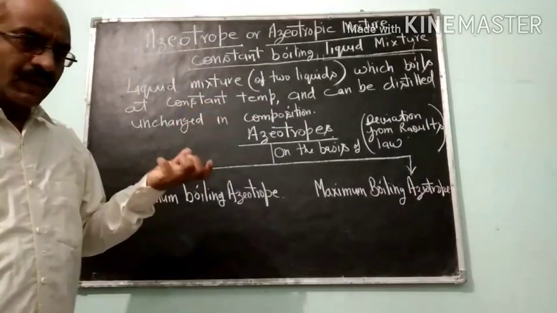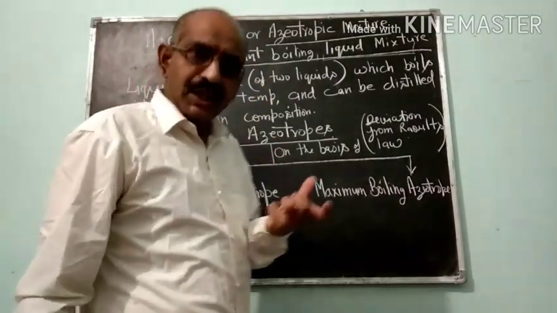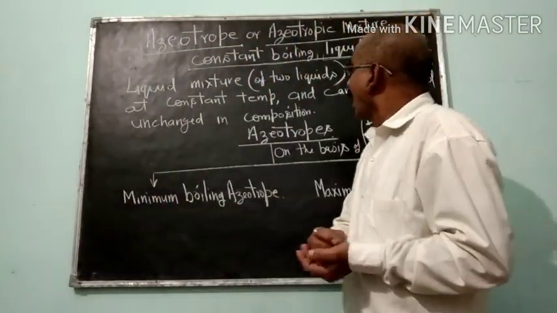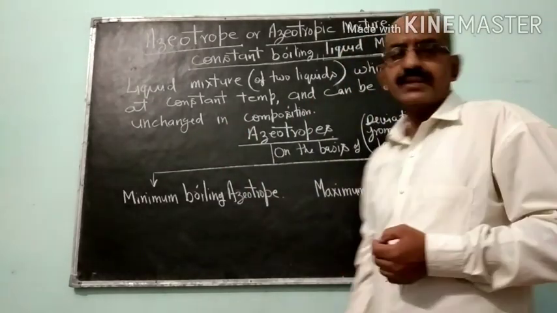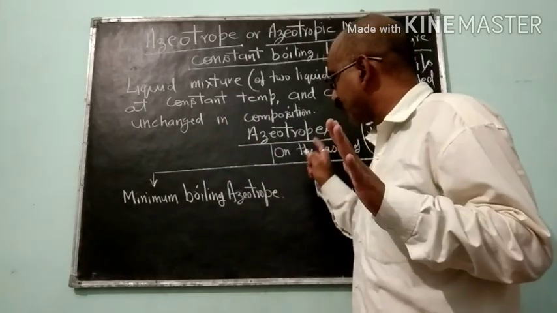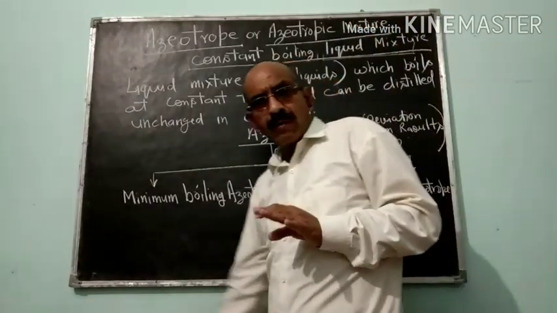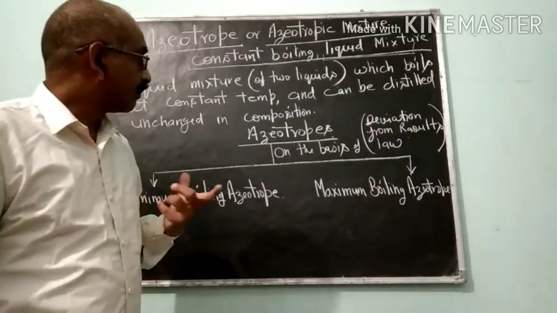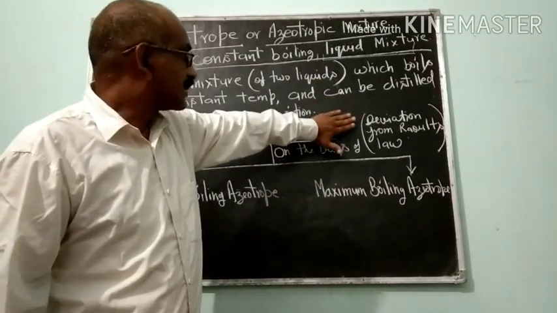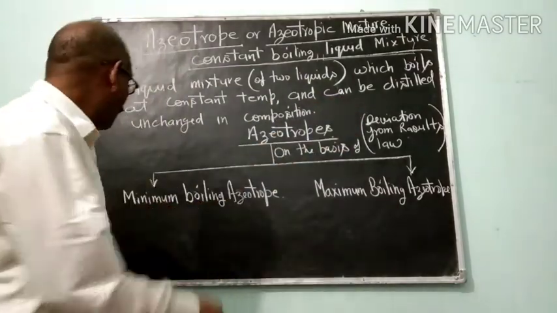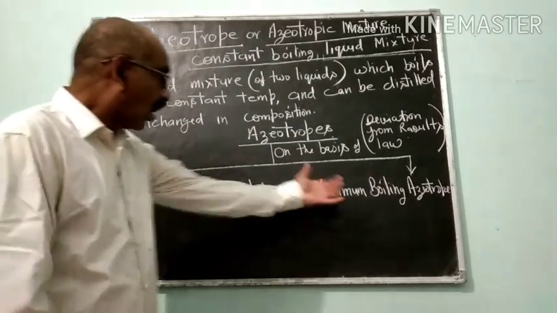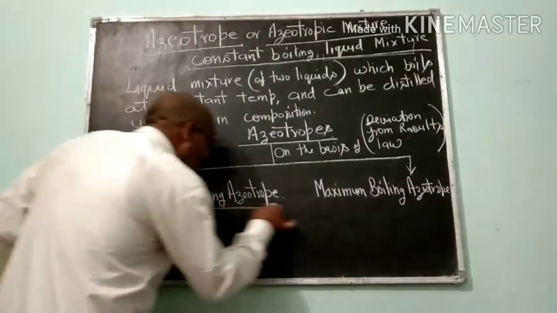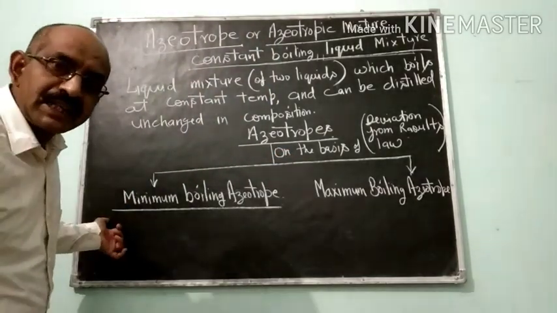तो azeotrope constant boiling liquid mixture है, means a mixture of two liquids which boils at constant temperature and can distill out without changing composition. और azeotropes को दो पार्ट में डिवाइड किया गया है, और यहाँ azeotrope दो टाइप के होते हैं, और ये जो क्लासिफिकेशन है it is based over deviation from Raoult's law. One is minimum boiling azeotrope और दूसरा है maximum boiling azeotrope. तो what is minimum boiling azeotrope?